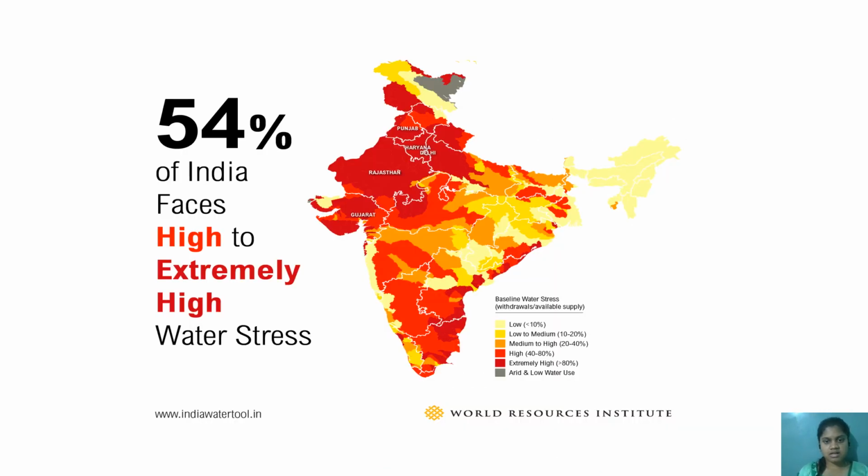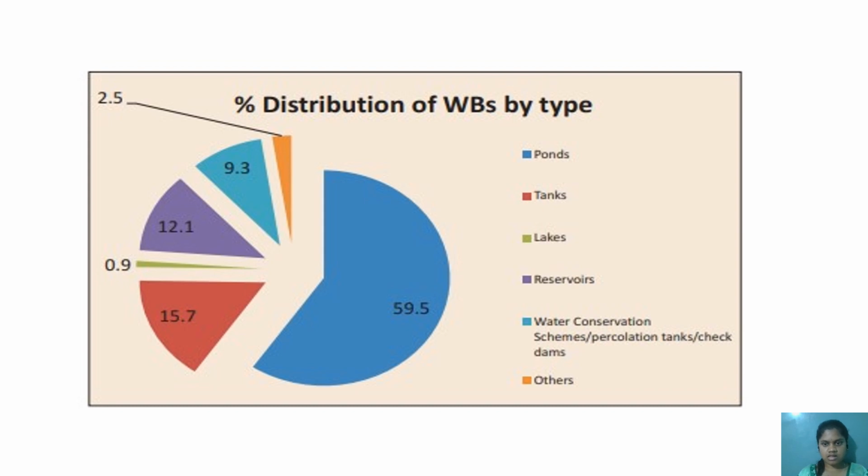And this is the water scarcity of India, which is 54%. It faces highly extreme water stress. You can see the red marks indicate high, orange indicates medium to high, and yellow indicates low. This is the distribution of water bodies around India. The blue color indicates ponds, red indicates tanks, green indicates lakes, and purple indicates reservoirs. So there are more ponds, which are very useful for us.